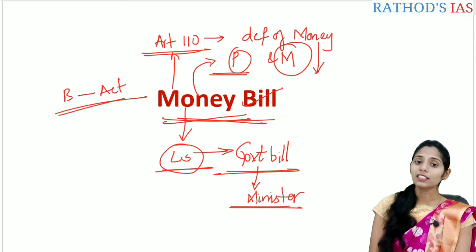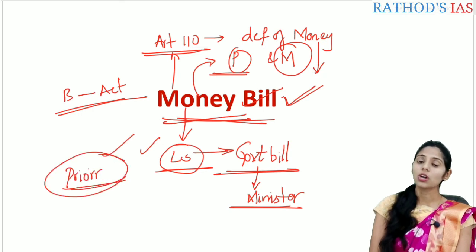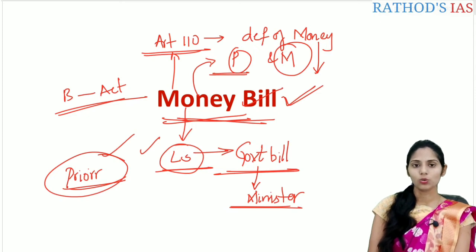Another important thing is that whenever there is a money bill to be introduced in the Lok Sabha, there should be the prior recommendation, the prior permission of the president, that is necessary. So what is necessary? Prior permission of the president.